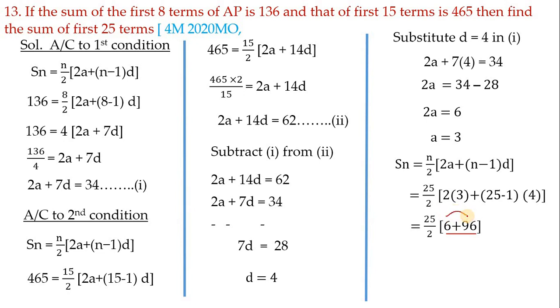Now 6 added to 96, I'll get 102. Now this we can cancel. 2 1s are 2, 2 5s are 10 and 2 1s are 2. Now 25 multiplied to 51. So if we multiply these two, we get 1275.